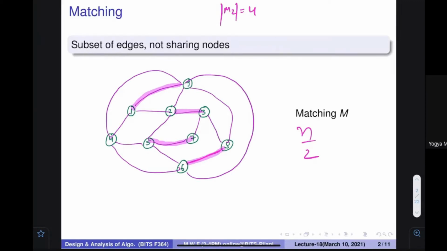So does everybody understand now? Right now, I think you understand what a matching is. Matching is a set. What is matching? Matching is a set that contains what? Edges, and the edges are such that they are not sharing nodes.